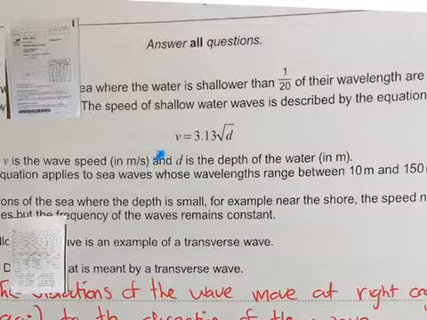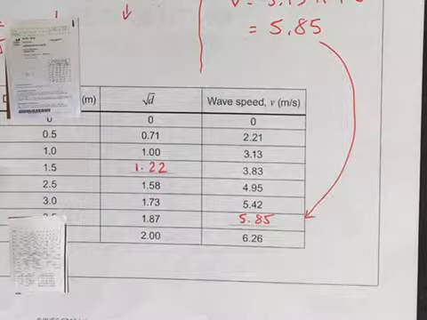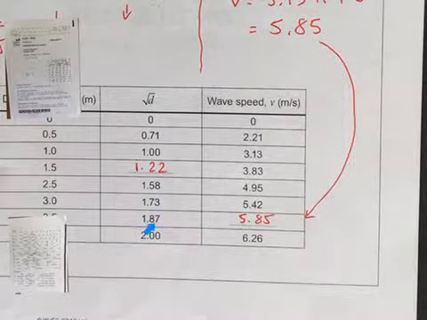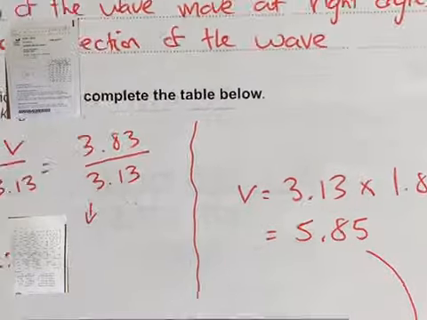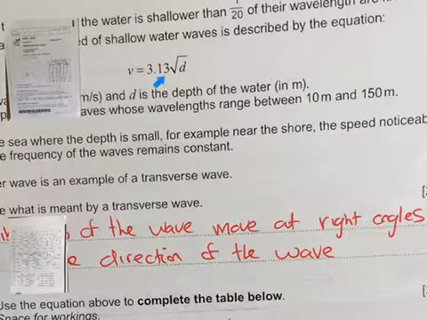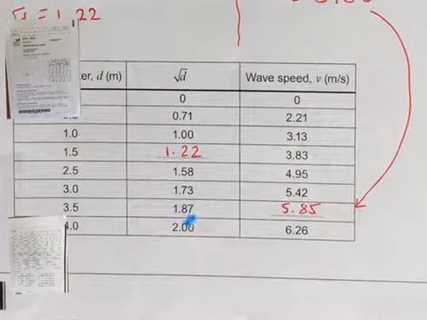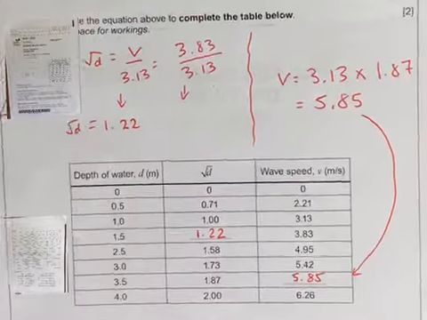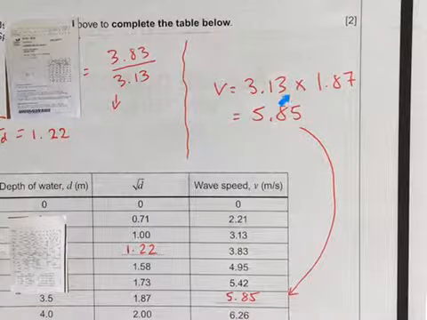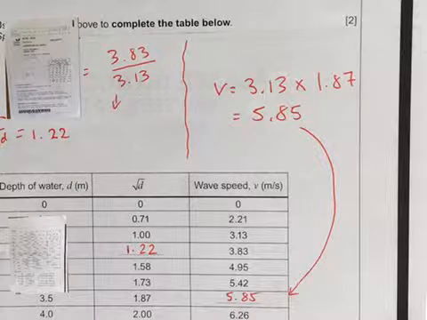Then you've got to use this formula. V equals 3.13 times the square root of D. Now that throws a lot of people off, but when we come to this one by here, the square root of D is 1.87. To calculate the wave speed, it's going to be 3.13 times the square root of D. Well, the square root of D is 1.87, so I've done my calculation there. V equals 3.13 times 1.87, which is the value I just got, and that comes out to be 5.85.